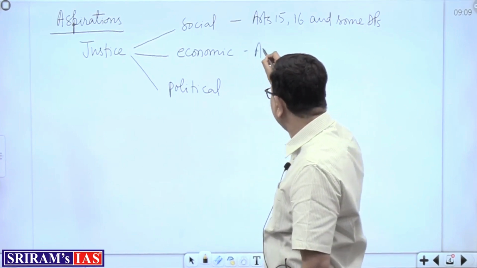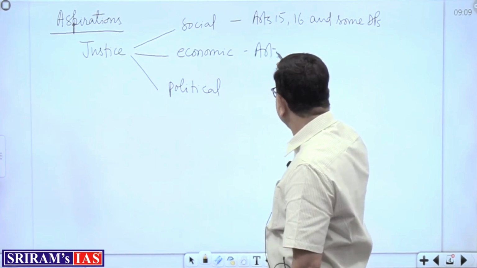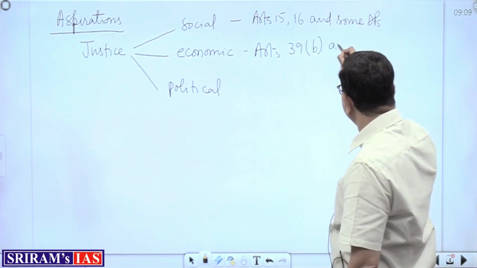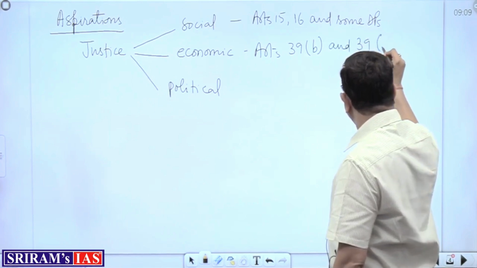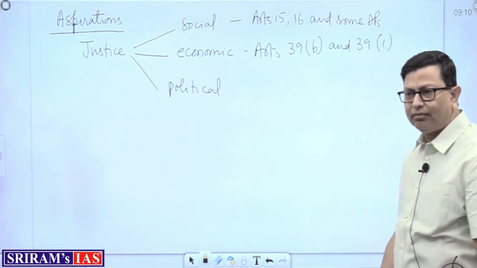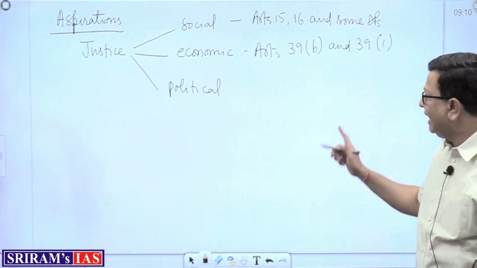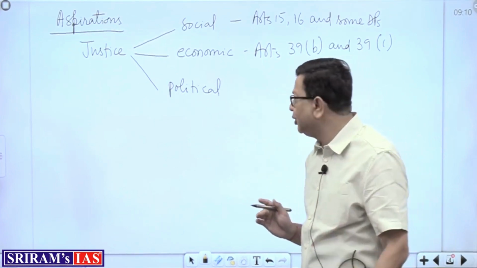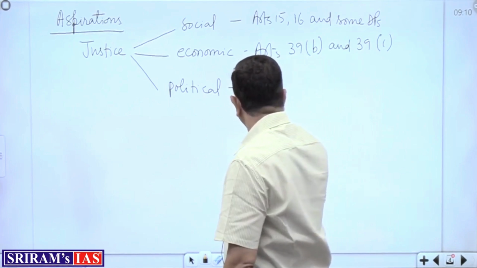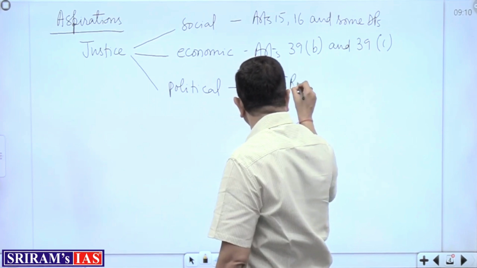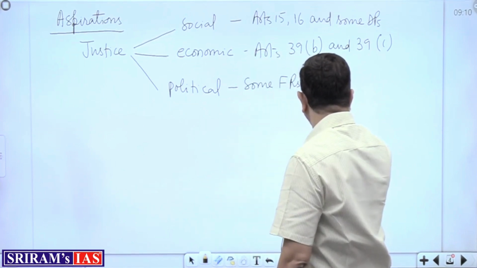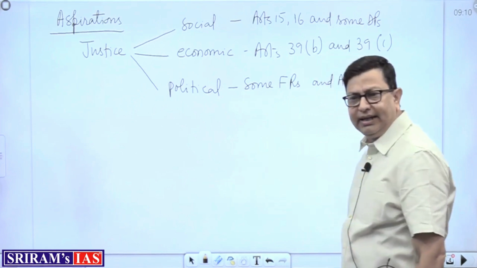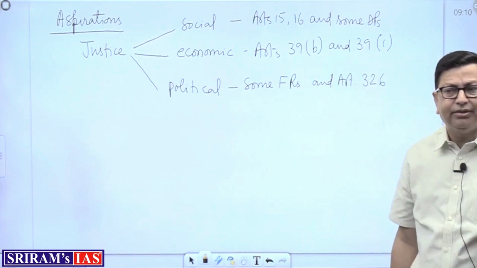Then economic justice has to be achieved through articles 39 clause B and 39 clause C. These two articles, they aim to achieve the end of economic justice. I will be explaining it when I explain the directive principles to you. Political justice through some fundamental rights and Article 326, right to vote. Article 326 provides for universal adult suffrage.